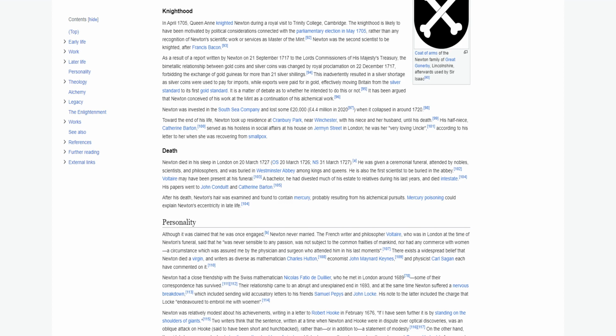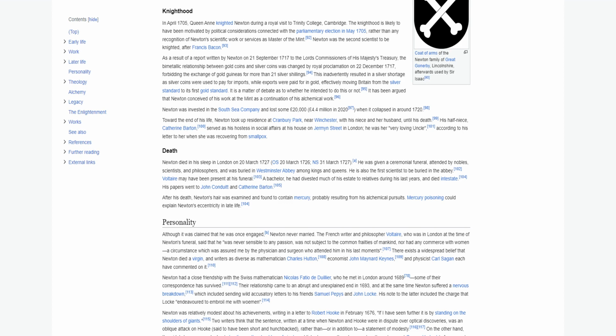As a result of a report written by Newton on September 21, 1717 to the Lords Commissioners of His Majesty's Treasury, the bimetallic relationship between gold coins and silver coins was changed by a royal proclamation on December 22, 1717, forbidding the exchange of gold guineas for more than 21 silver shillings. This inadvertently resulted in a silver shortage, as silver coins were used to pay for imports, while exports were paid for in gold, effectively moving Britain from the silver standard to its first gold standard. It is a matter of debate as to whether he intended to do this or not.